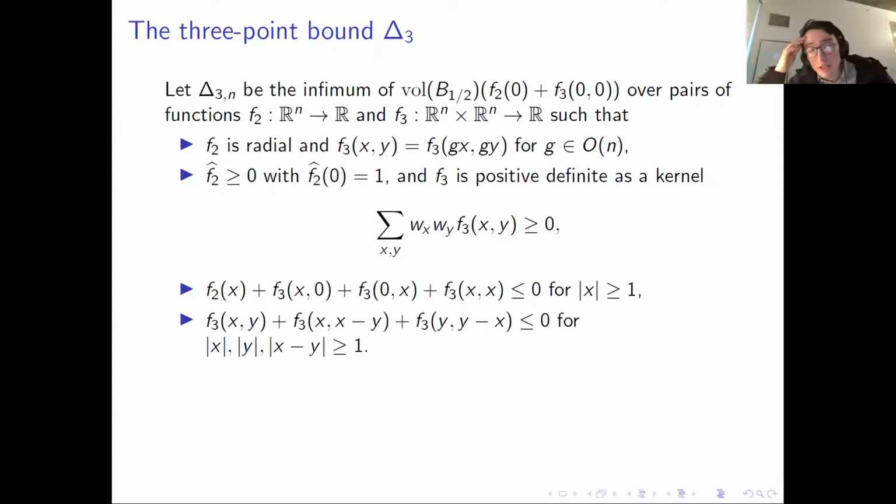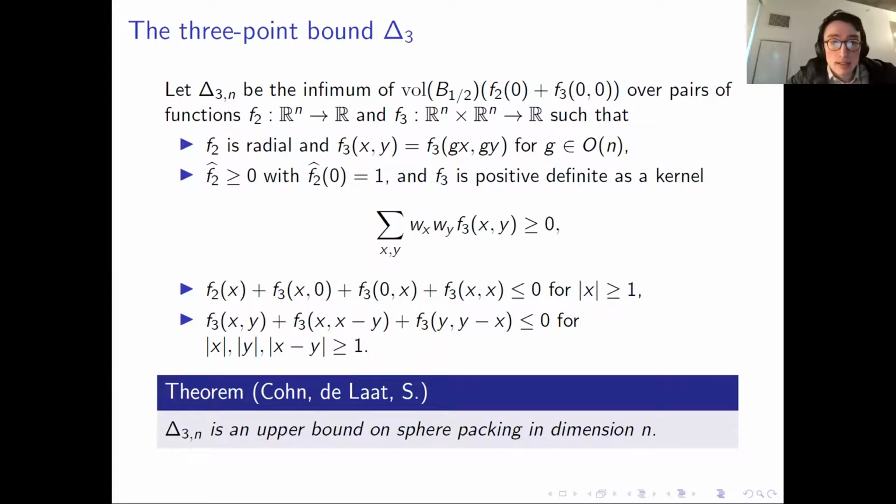And we also have some inequality constraints that we will need to satisfy. They might look a little complicated, but note that the region where they have to be checked is always cut out by polynomial inequalities. So we can still, in principle, check these inequalities by some sums of squares condition eventually. And so the theorem is that producing test functions that satisfy all these conditions will give upper bounds on sphere packing in dimension n.